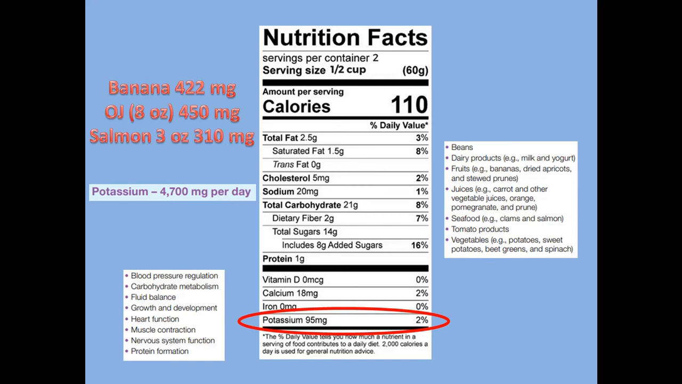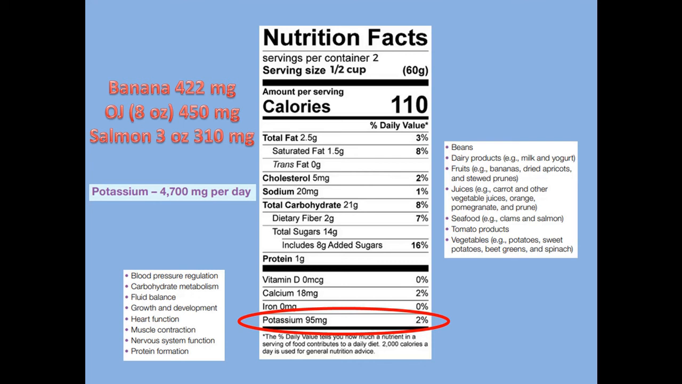Carbohydrate metabolism and getting your energy from your carbohydrates. Goes back to fluid balance. That's for the blood pressure. Everything there on the left is pretty much what it does for you. And it can be found in so many items: fruits, juices, some seafood, and some vegetables.